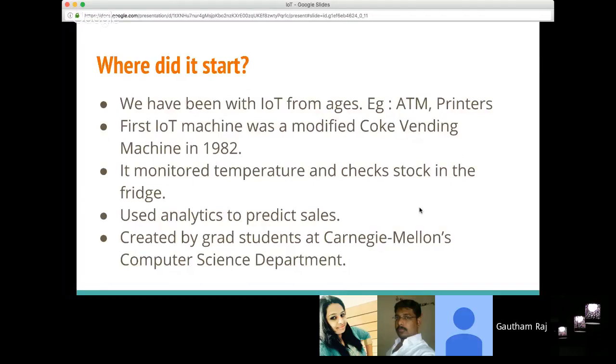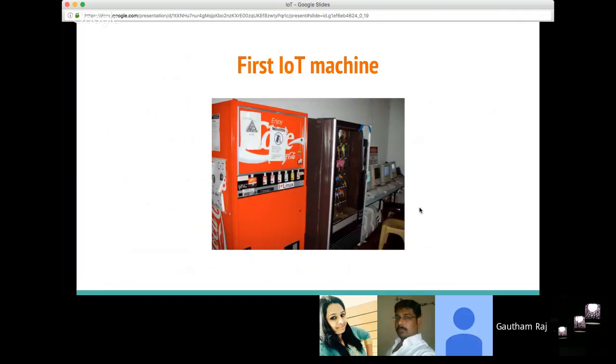What it did was monitor the stock and the number of Coke bottles inside the machine, and it also monitored the live temperature, and depending on that, it would increase or decrease the temperature. So here is a picture of the first IoT machine.